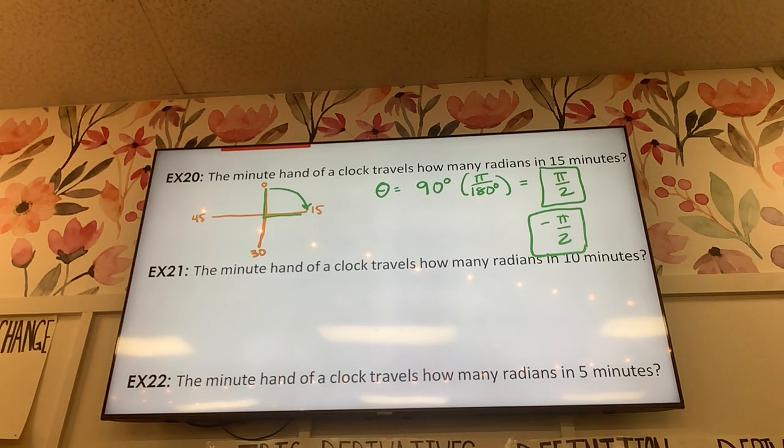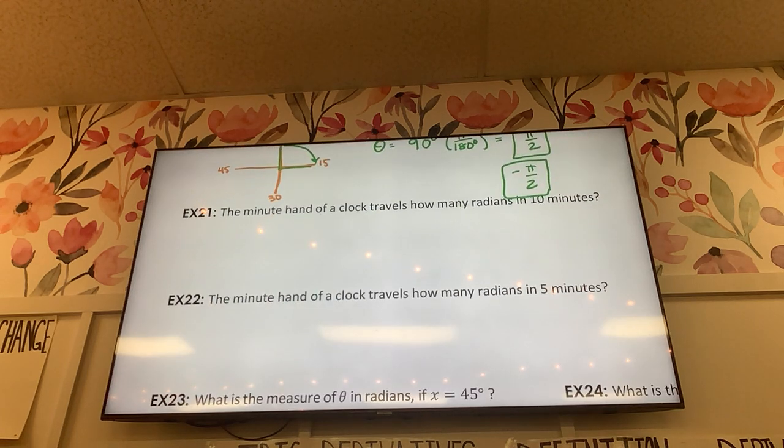Another thing, if you start knowing your radians, you know that a quarter of your circle is pi over 2 in radians. So if you knew your radians, you could just go straight to saying pi over 2. Does that make sense? Mm-hmm. But if you don't know your radians, get your degrees and then turn it into radians.